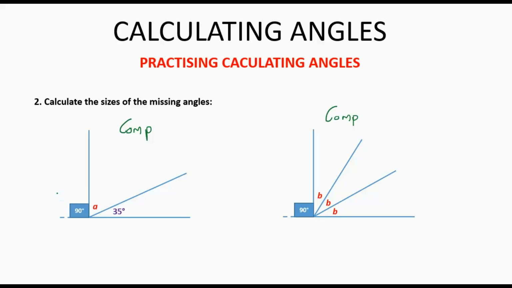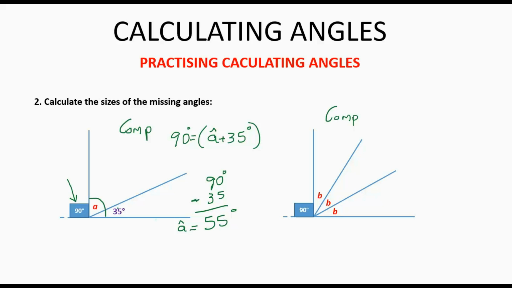We have a straight line going across. What's important is this little clue they've given us. If that is 90 degrees there, then that means this angle here must also be 90 degrees. So this 90 degree angle is made up of angle A plus 35 degrees that they've already given us. So how do we know what angle A is? We simply subtract the 35 degrees from our 90 degree angle, and we know that angle A will now equal 55 degrees. That's very easy to work out.